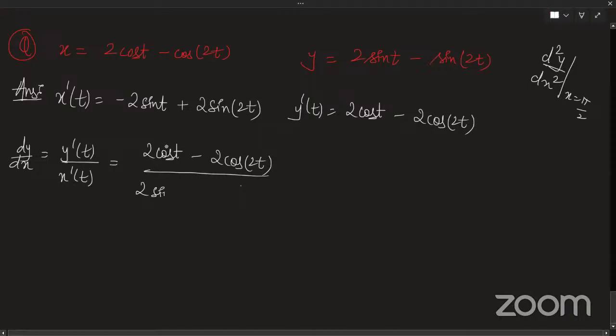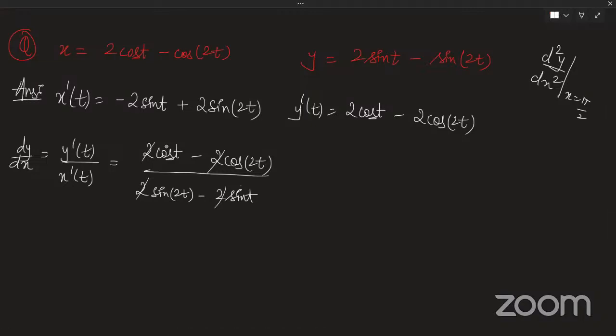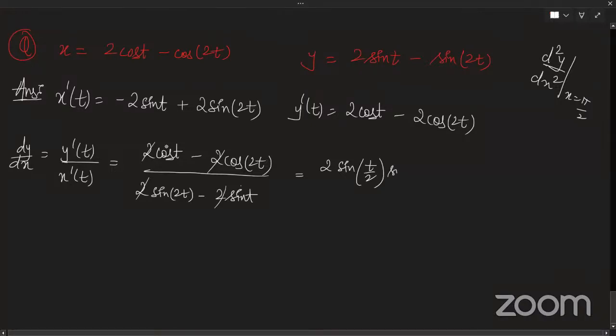So this can be written as 2 sine of 2t minus 2 sine t. This 2 can be taken out as common and cancelled from each of these terms. Is there any other method by which we can cancel out a common term from both of these? Yes, obviously. I can apply my cos A minus cos B rule. Cos A minus cos B becomes 2 sine of (A minus B) by 2 into sine of (A plus B) by 2.